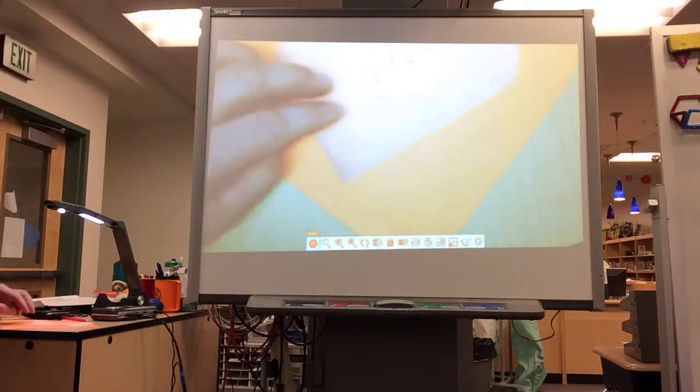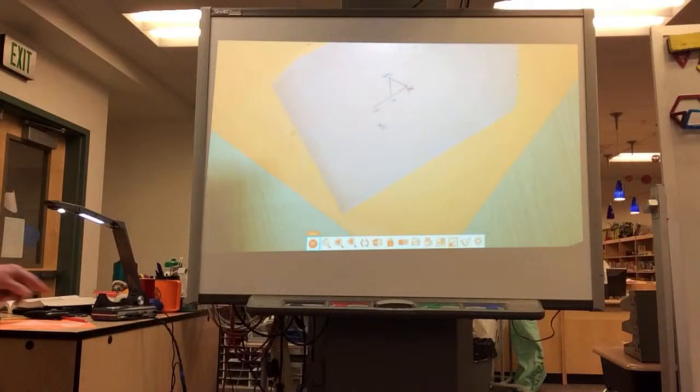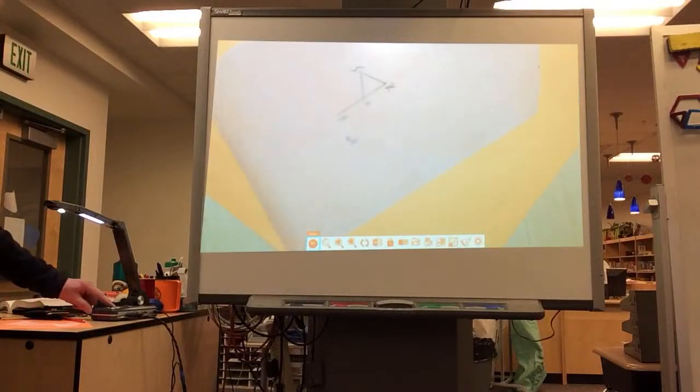Mr. Dagan, is there a way to magnify the flag on the screen so that it's bigger? Want this one bigger? Yes, please. Is that bigger? Yes. Okay, I don't know how clear it is.